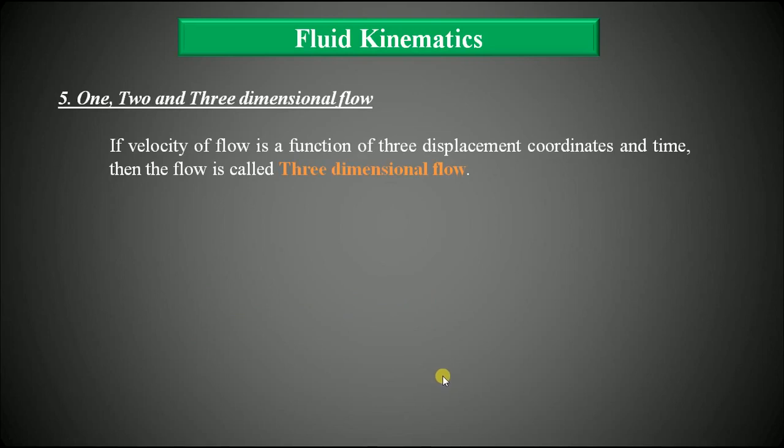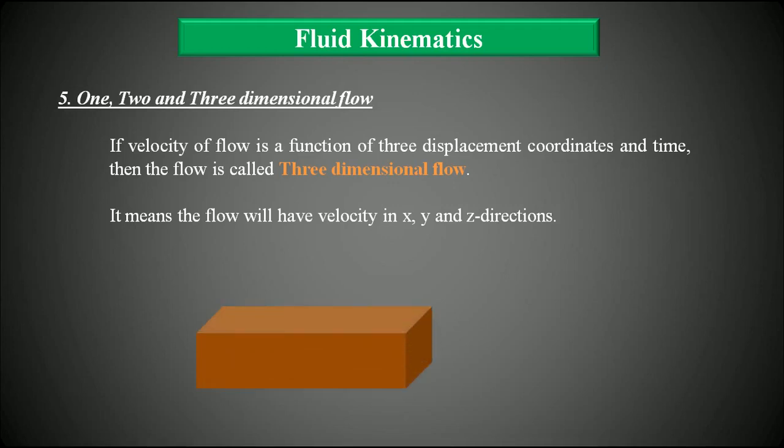Similarly, three-dimensional flow. In the same way we can give the definition: if the velocity is a function of three displacement coordinates and time, then the flow is called three-dimensional flow. It means the flow will have the velocity in x, y and z directions, all three directions, for the flow of the fluid. As an example, I'm considering again a flow field with the shape of a square, of larger size. In this condition we cannot neglect the velocity in z direction or y direction or x direction also.